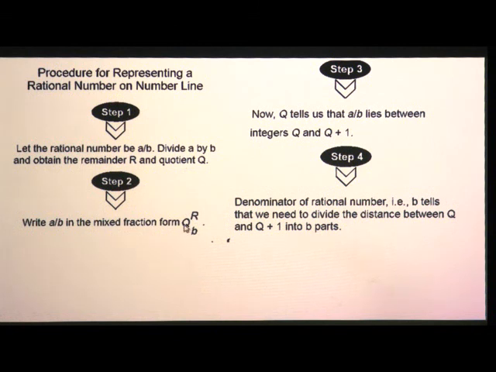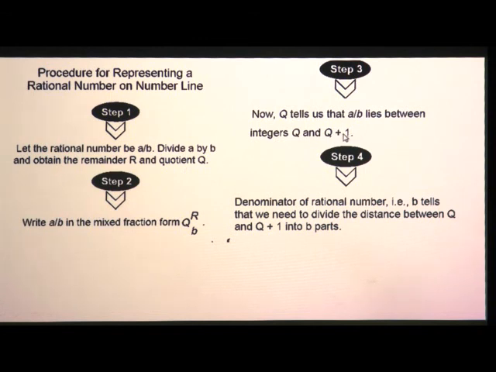What is q? It is a quotient, r is the remainder, and b is nothing but the denominator of the given fraction. So, in this way we write it as a mixed fraction. Step 3. Now, q tells us that a upon b lies between the integers q and q plus 1.